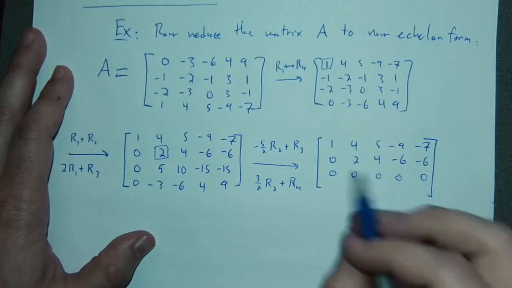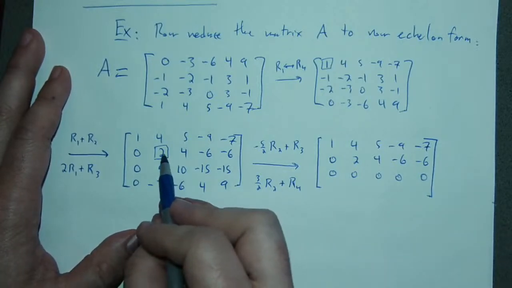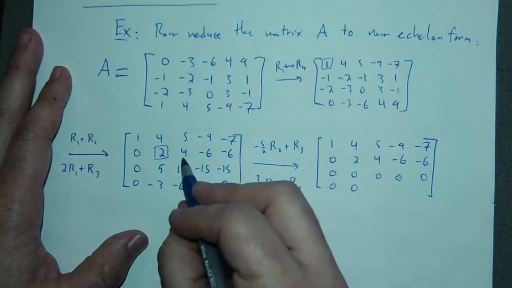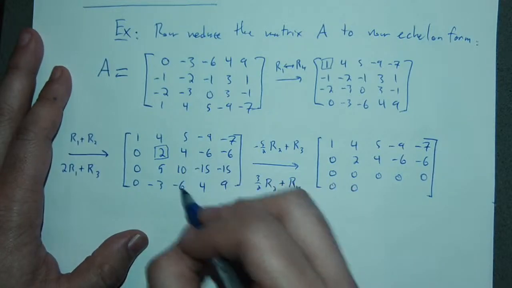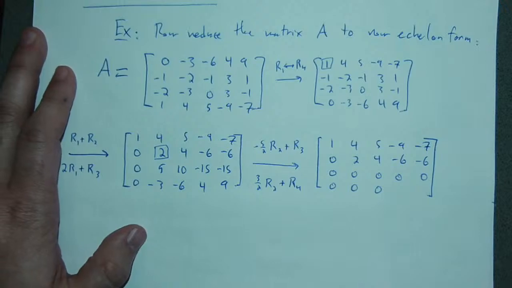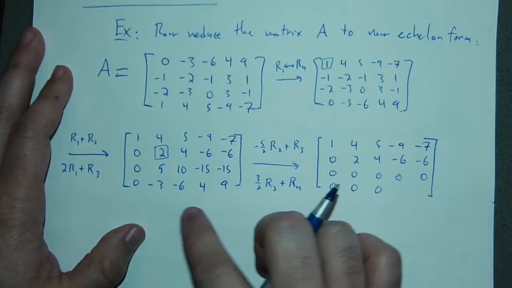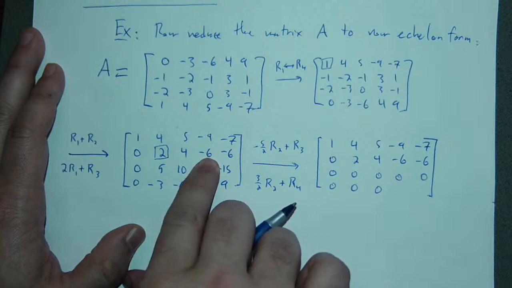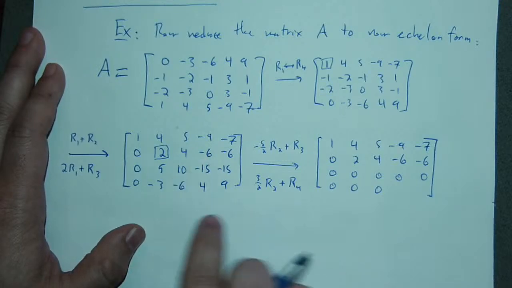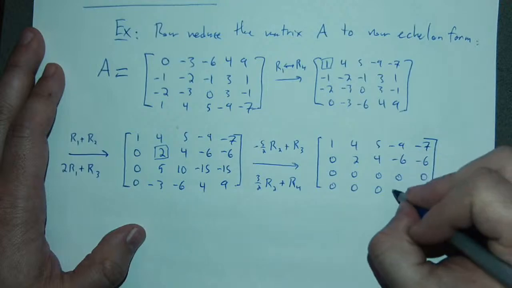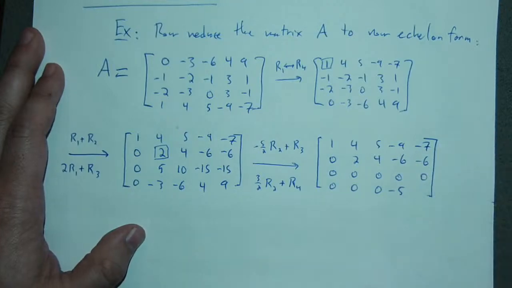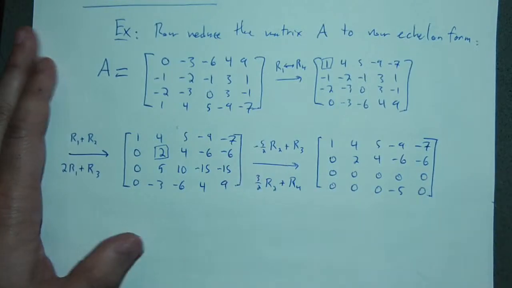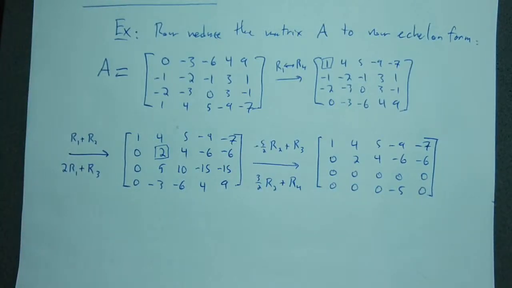What does the fourth row become? So 3/2 times 2 is 3, plus minus 3 is 0. Okay. 3/2 times 4 is 6, plus minus 6, that's also 0. Okay. 3/2 times minus 6 is minus 9 plus 4, so that's minus 5. And then 3/2 times minus 6 is minus 9 plus 9 is 0. So a lot of zeros come from that.